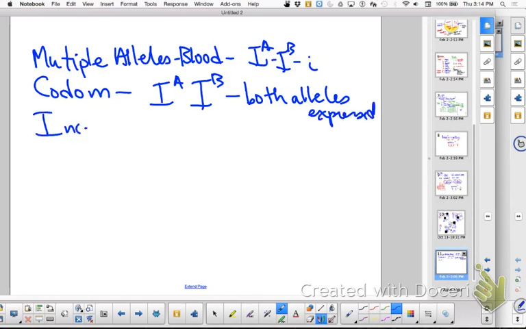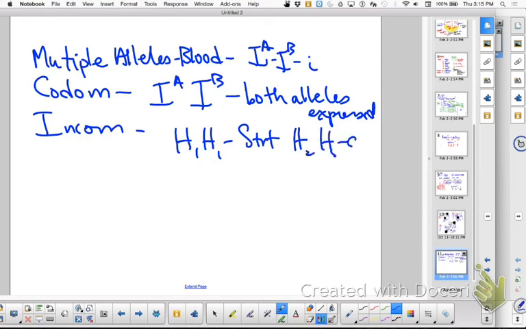Incomplete dominance would be like H1 is straight, H2 is curly, and then your example of incomplete dominance would be an H1H2, which is what? Wavy. Like the pink and the red. Yeah, red and white makes pink. How do you know whether it's codominance or incomplete dominance? Codominance would be you have some straight hairs and you have super curly hairs. But wavy is like a mixture. Incomplete dominance looks like blending to the eyes.